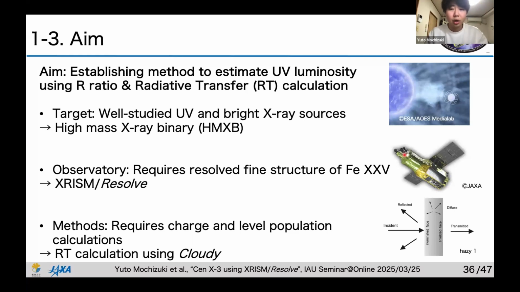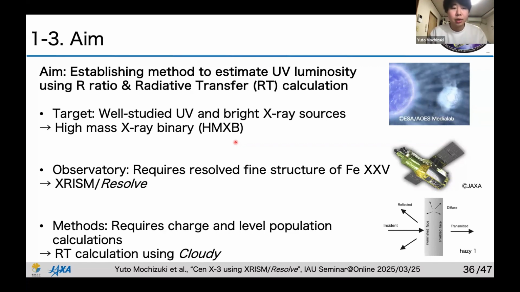Okay. In this study, our aim is to establish a method to estimate the UV luminosities using the R ratio of helium-like ion lines and radiative transfer (RT) calculations. And the target needs to have already-known UV luminosity and highly ionized ions in X-rays.